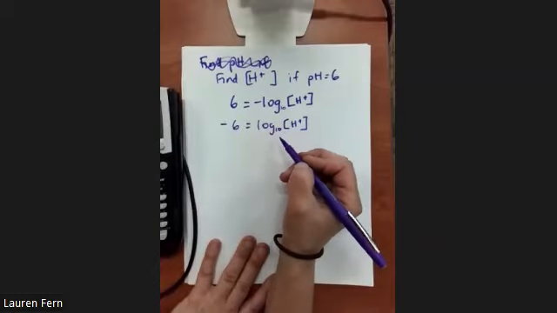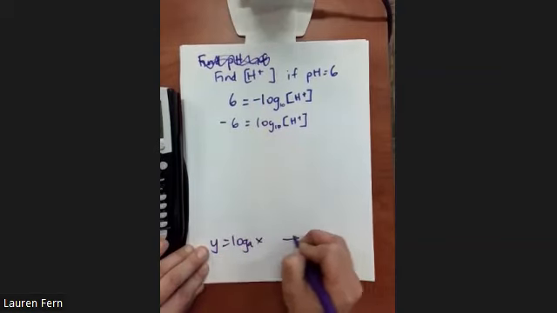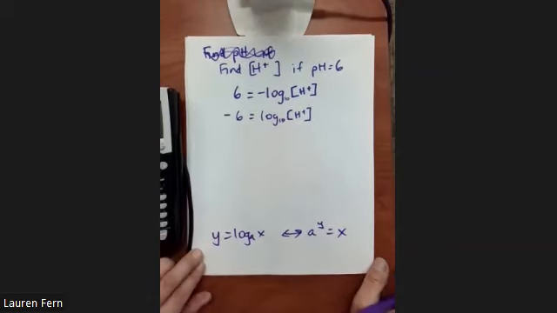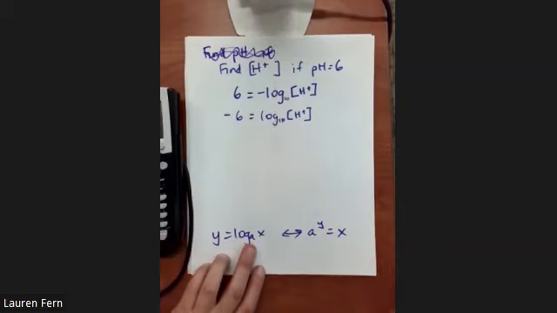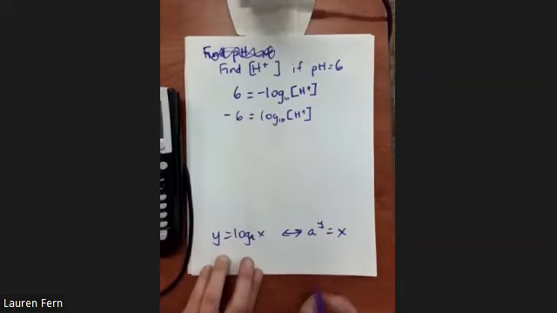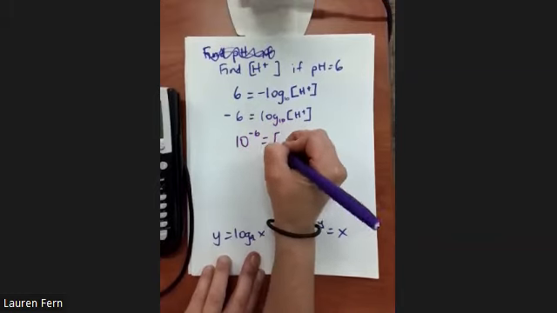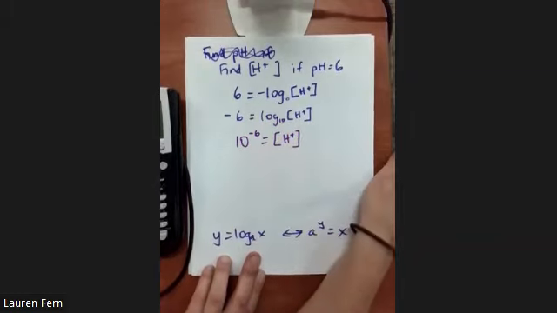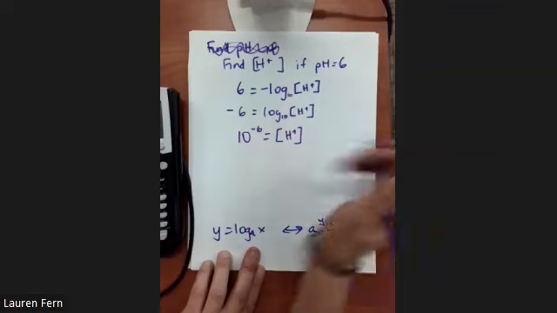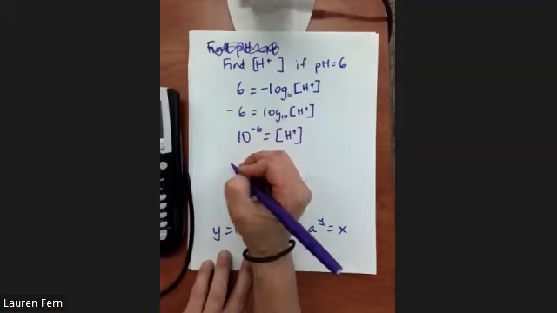Ready? How do we do that? Do you want me to write it here? Right, when you have it in this form, the way to change it to equivalent exponential form is you take the base of your log raised to that power, and that's what it's equal to. So what I have is 10 to the negative 6th power is my hydrogen ion concentration. As far as I'm concerned, you're done. But what 10 to the negative 6th power means is move your decimal point 6 places to the left.